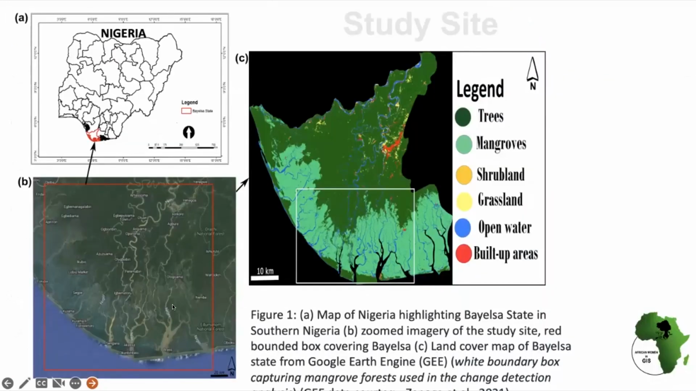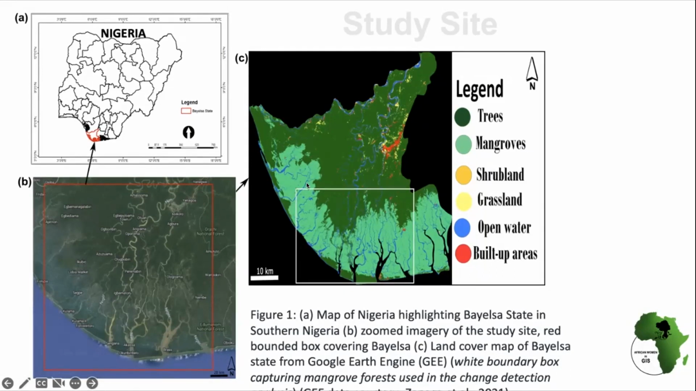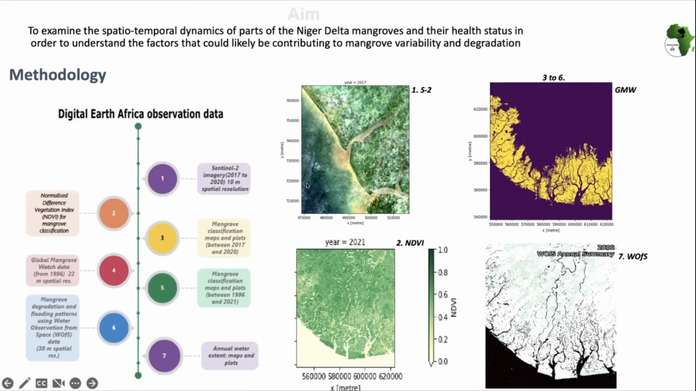And on the next screen, there is a map of the study site. I'm assuming this is the map according to the key there. It's the map of Nigeria, highlighting Bayelsa State in southern Nigeria. The zoomed imagery is that of the study sites, the red bounded box covering Bayelsa, and number C, the third diagram in the middle, is the land cover map of Bayelsa State from Google Earth Engine. So thank you so much to her for including the study sites to give us context.